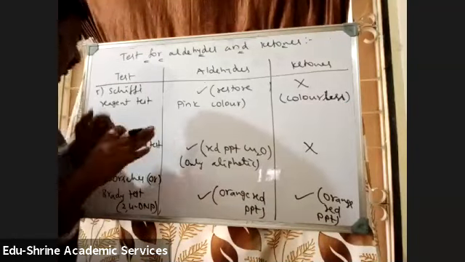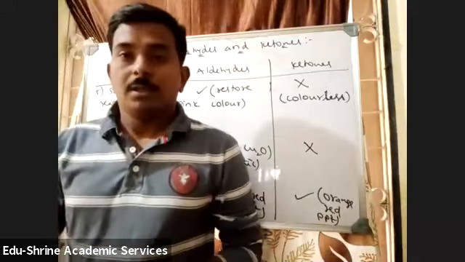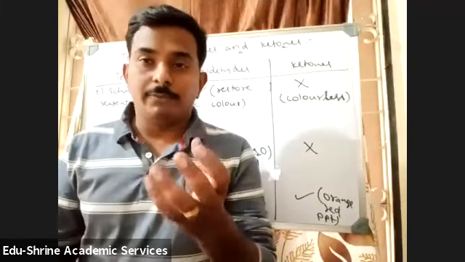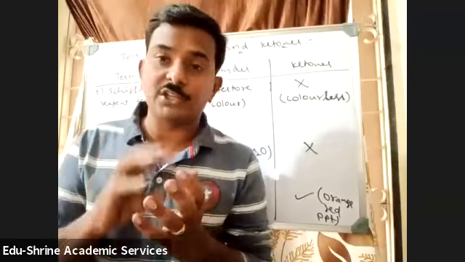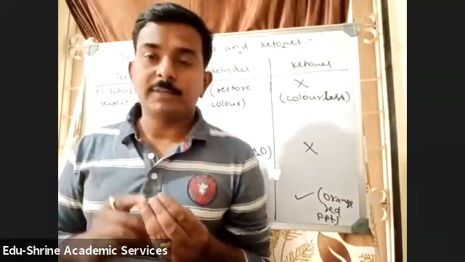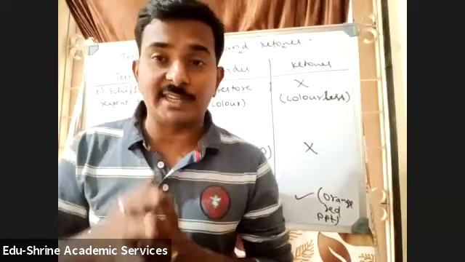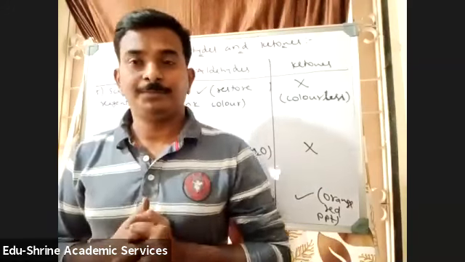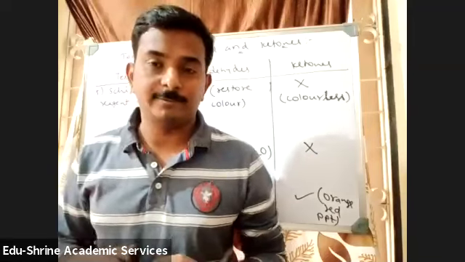See, what is Schiff's reagent, and why does it become colorless? We take the Schiff's reagent, which is initially pink in color. Now I want to remove that pink color, which means decoloration has to take place. We know that by using bleaching agents, we can decolorize. Tell me one bleaching agent which decolorizes by reduction.